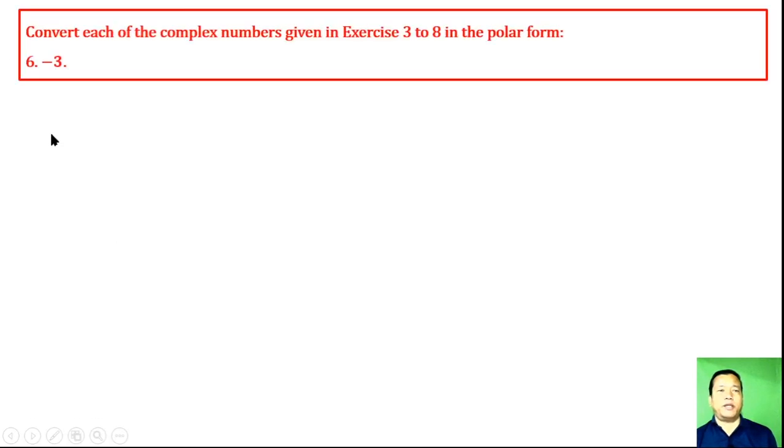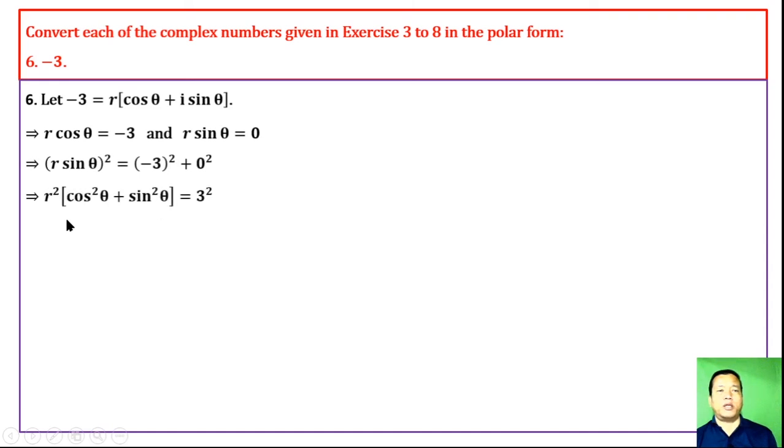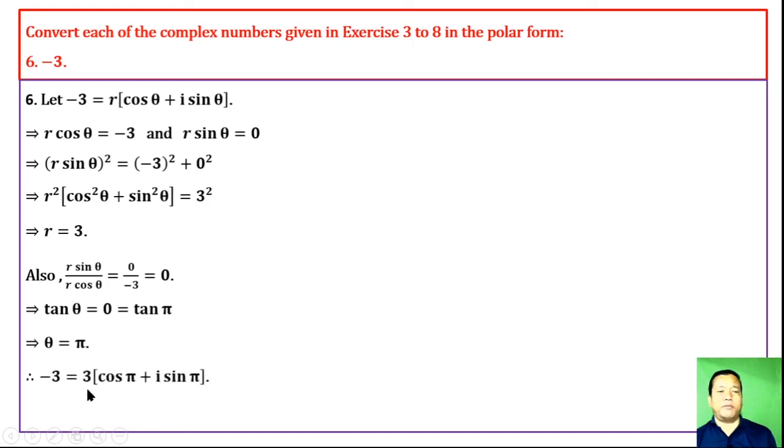Number 6. Minus 3. Let minus 3 equal to r times of cos theta plus i sin theta. Equating real parts, we get r cos theta equal to minus 3, and the imaginary parts, we get r sin theta equal to 0. Squaring and adding, we get r square, r is 3. Also, dividing r sin theta by r cos theta equal to 0 by minus 3, that gives 0. That gives tan theta equal to 0, which is tan pi. Equating theta equal to pi. Therefore, minus 3 can be put in the form with r value 3 and theta value pi, which is the required polar form.